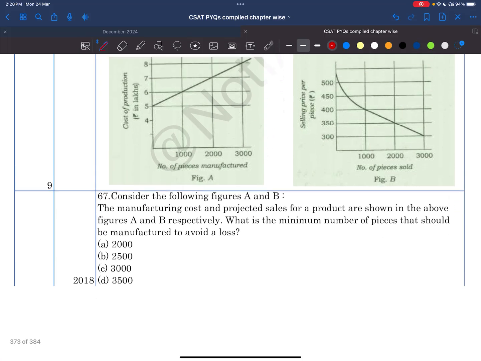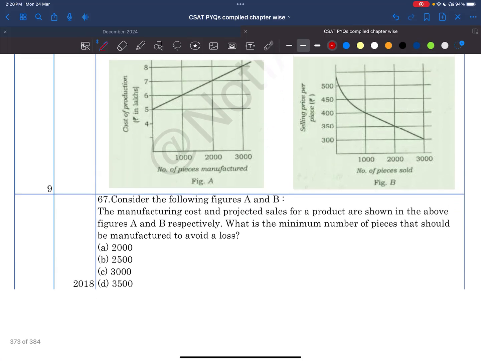Consider the following figures A and B. The manufacturing cost and projected sales for a product are shown in the above figures A and B respectively. What is the minimum number of pieces that should be manufactured to avoid loss? Will we be getting loss? We will be getting loss when cost of production is greater than sales, right?